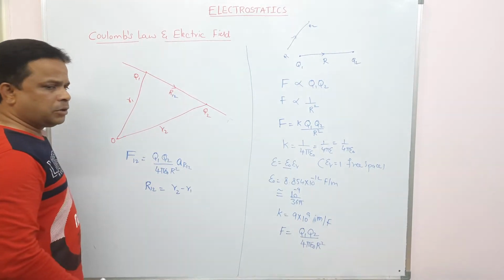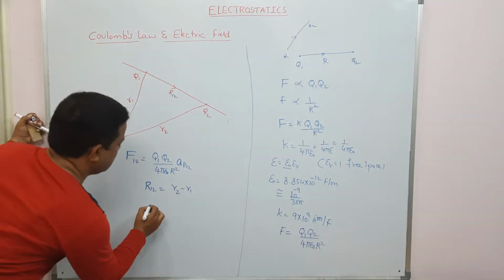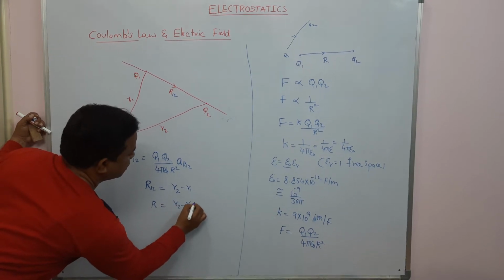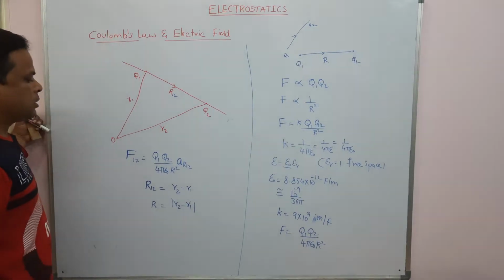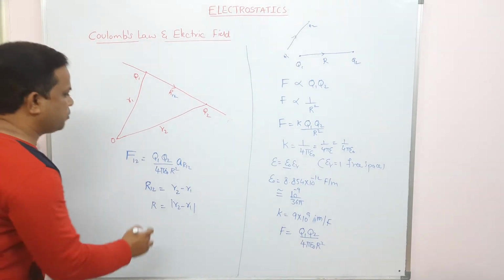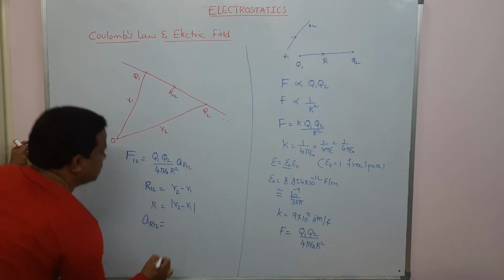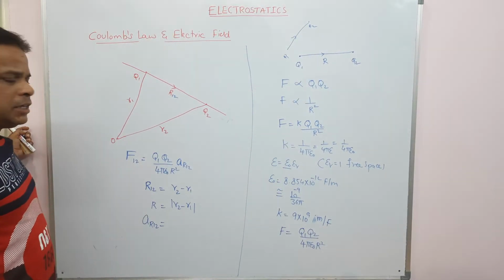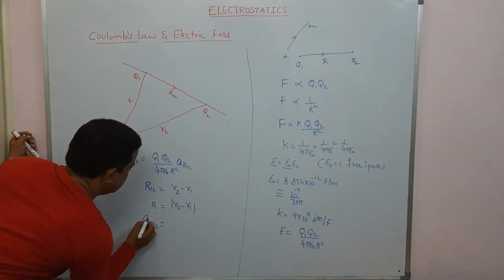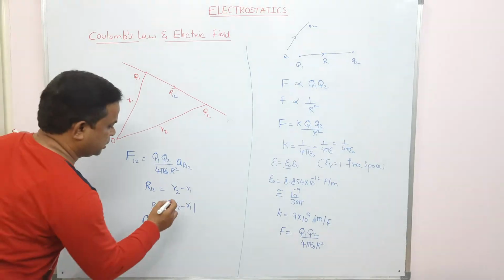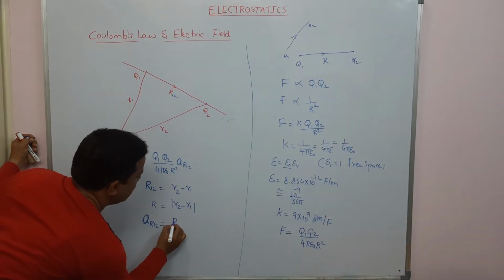If I take the modulus for this one, I get here R, that is modulus of R2 minus R1. So if I substitute, AR12, the unit vector, is given as the vector by its magnitude. We know the basic definition: bold letters are represented for the vectors and light face are for the scalars here. So R12 by R.